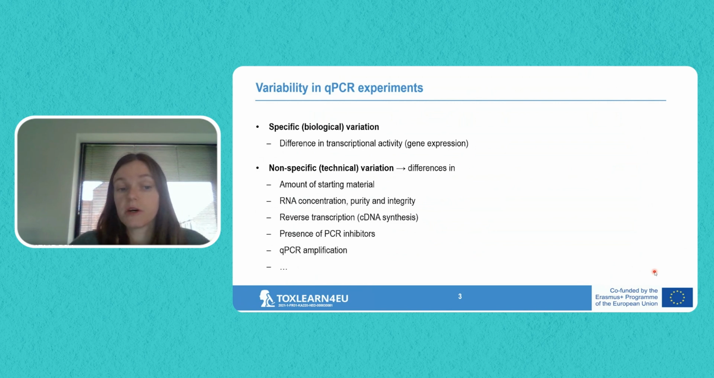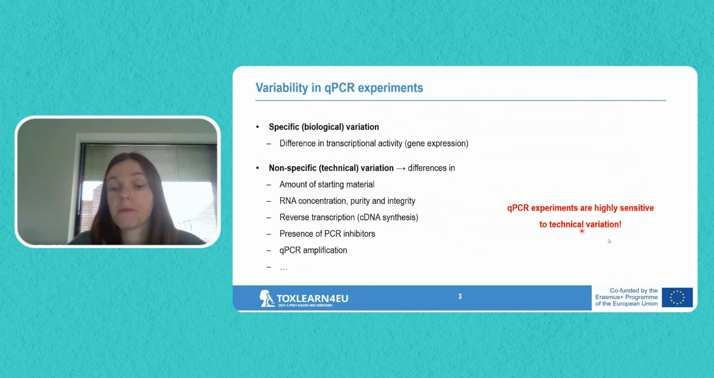There could also be PCR inhibitors present in the samples, and the amount of these PCR inhibitors could also differ between different samples. And also the qPCR amplification might be different for different samples, for example, because inhibitors are present. So as you can see, the part that we're actually interested in is this biological variation. But unfortunately, there is also a lot of technical differences between samples that can influence the results that you obtain. And therefore, data normalization is very important to make sure that the results you obtain are accurate.